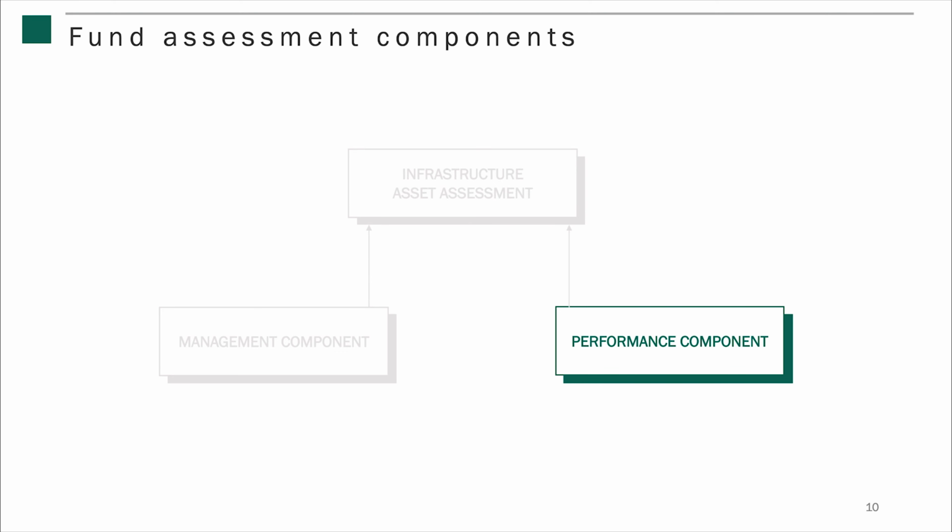A fund does not complete a performance component itself. Instead, its underlying assets submit their own assessments. If more than 25% of the fund's underlying assets complete the infrastructure asset assessment, the scores of these assets are averaged and the fund will obtain a performance score infrastructure fund.